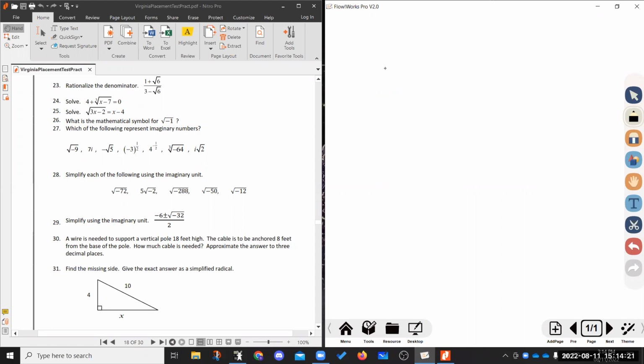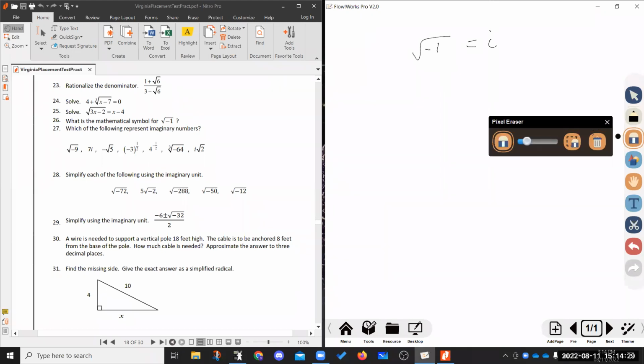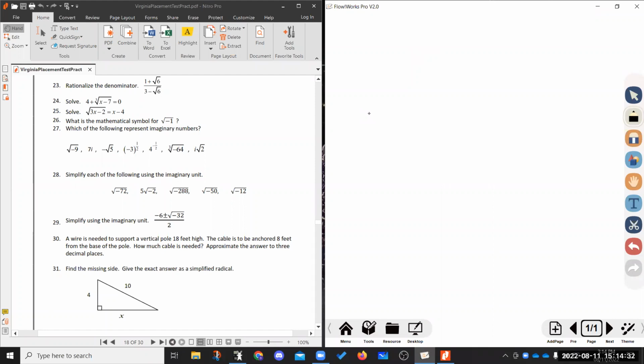We already talked about number 26. We said that the mathematical symbol for the square root of -1 is going to be the imaginary number i. So now they want us to look and see which of the following numbers here represent imaginary numbers. The first one would be 3i. The second one would be 7i. The third one, no. That's got a negative on the outside, so negative square root of 5 is not imaginary. The square root of -3 is going to be i root 3, so that certainly is imaginary.